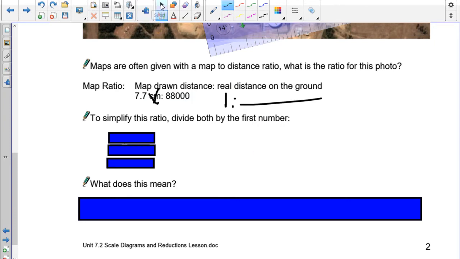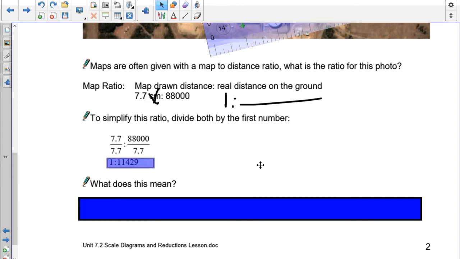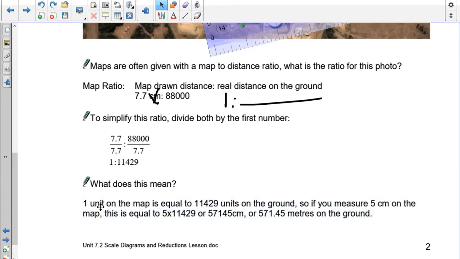So you take a look at this, 7.7 to 88,000. In order to get this to be a 1, I have to divide 7.7 by 7.7. But whatever I do to one side, I have to do to the other, just like an equation. So 7.7 divided by 7.7 gives me 1, and 88,000 divided by 7.7 gives me 11,429, which I rounded off. What this means is that 1 unit on the map is equal to 11,429 units on the ground.